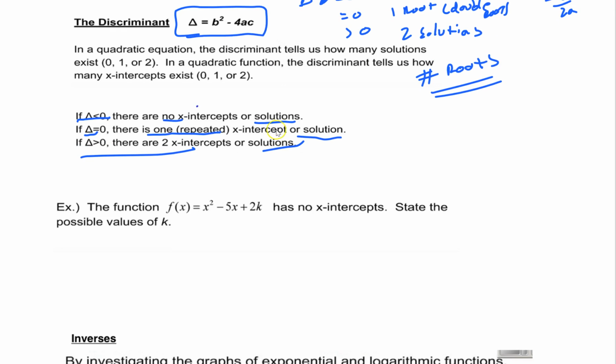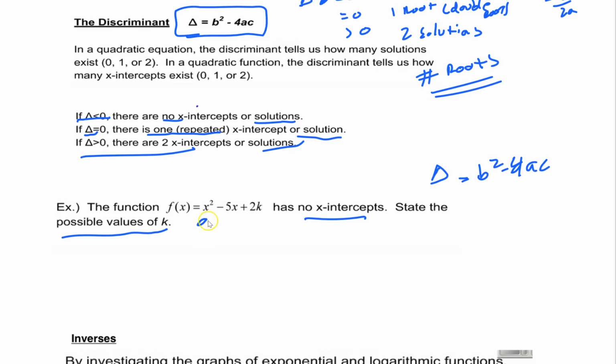So here's an example of what they mean. The function f of x equals x squared minus 5x plus 2k has no x-intercepts. State the possible values of k. So notice they didn't mention the discriminant. You gotta know, wait, they're talking about the number of x-intercepts or number of roots. That's the discriminant. And you gotta go, okay, so I know this equals b squared minus 4ac.